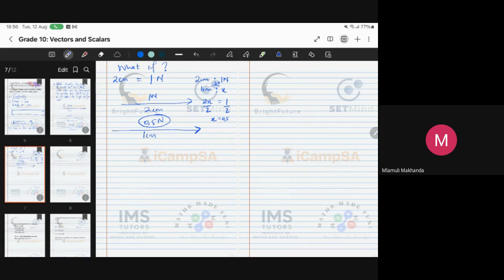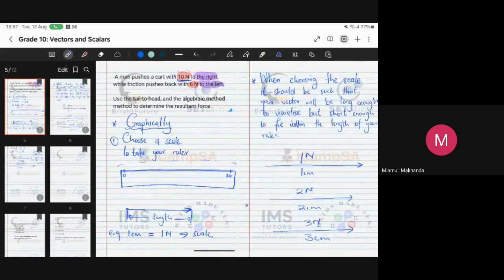Right, so always choose a scale that is easy for you to use. If you choose 2 centimeters, 1 Newton, that might be an issue because now you have to divide, find ratios and so on. But our previous scale is actually very easy for our problem. We just need to draw 2 vectors. One vector will have a length of 10 centimeters because 1 centimeter gives us 1 Newton. Therefore, 10 centimeter is 10 Newton. The other vector will be 6 centimeters. Why? Because 1 centimeter gives us 1 Newton. Therefore, 6 centimeter should give us 6 Newton. Right. So that's how it would work.